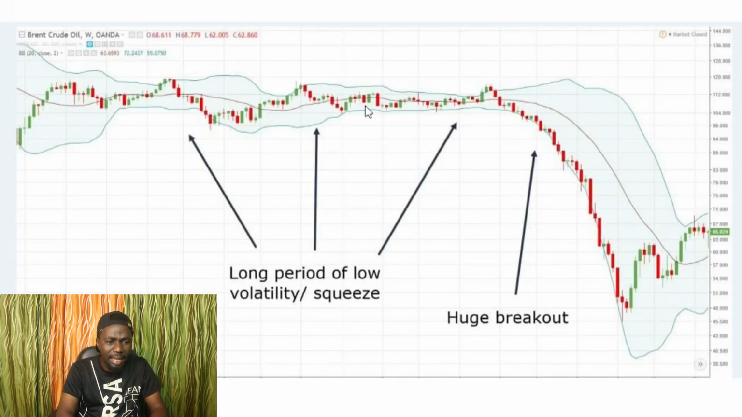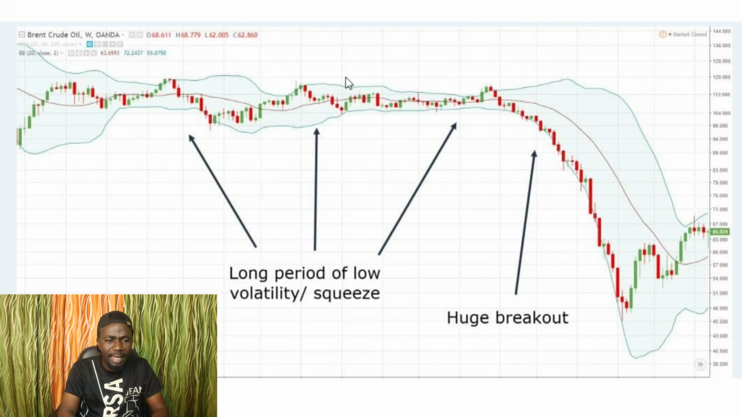What happens is the price enters into a tight consolidation. In other words, we call it the Bollinger Band squeeze. If you look at this chart very well, you can see how small the candlesticks are. This is what we call the Bollinger Band squeeze. Before, the market was in high volatility, and then suddenly the market began to compress and became this tiny.